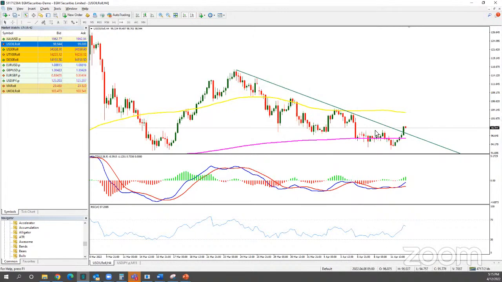So what do we do next? What's the aim here? Now the 100 mark is the main level to watch for. So let's put a mark over here. The first mark is the 100, which is a psychological mark.